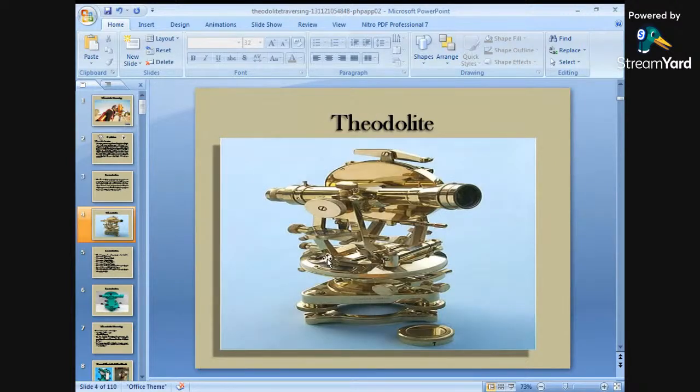This is a picture of your theodolite. You can see that it consists of a plate on which you can measure your horizontal angle. It also consists of a top plate on which you can measure a vertical angle. There is a telescope provided so that you can see the object which is far from your point.